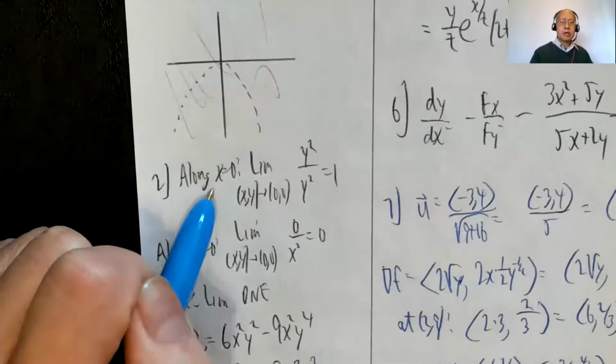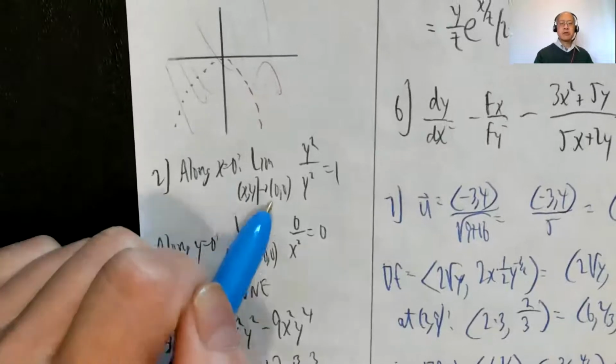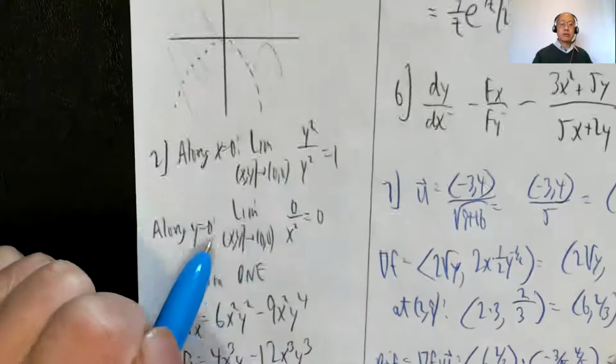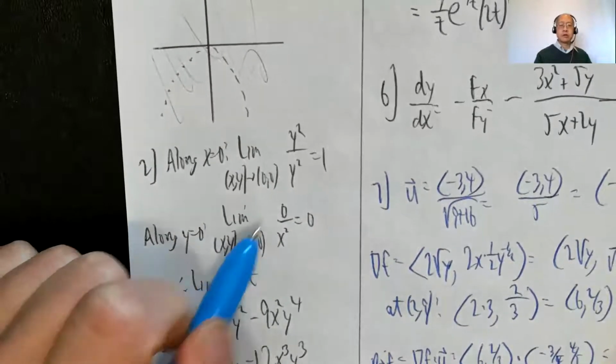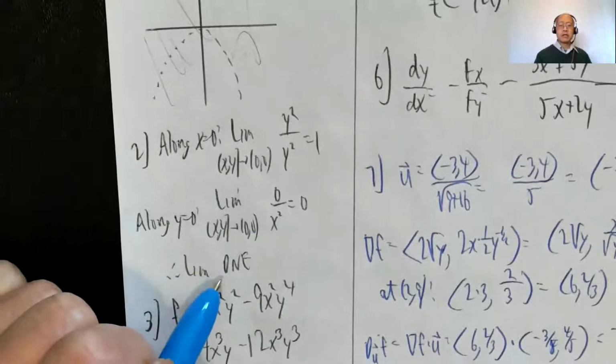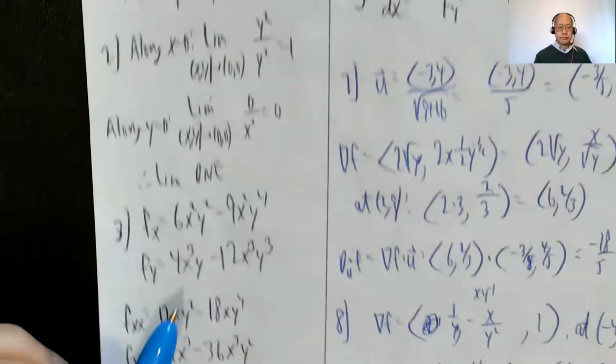Number two, if I come along x equals 0, limit as (x, y) approaches (0, 0), I get y squared over y squared, that's 1. If I come along y equals 0, the limit as (x, y) approaches (0, 0), 0 over x squared is equal to 0. So I have two different paths with two different limits, therefore the limit does not exist.